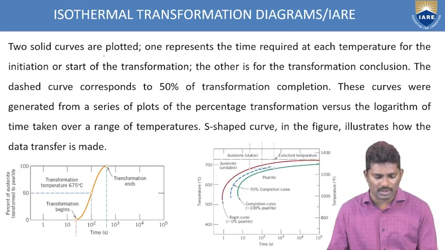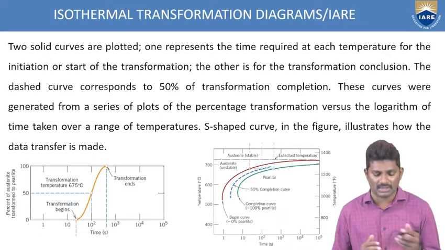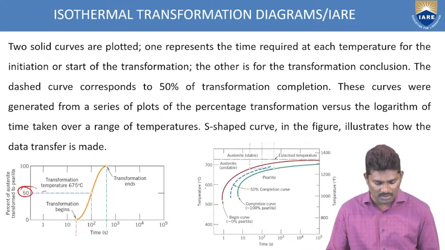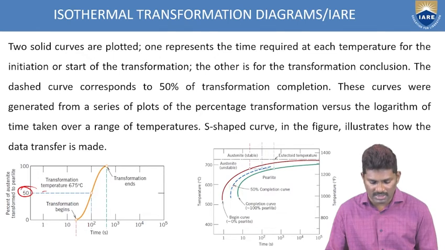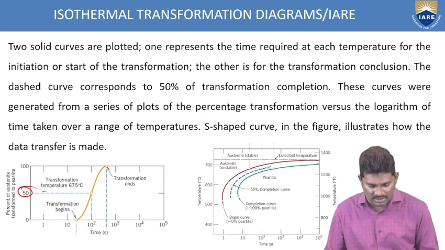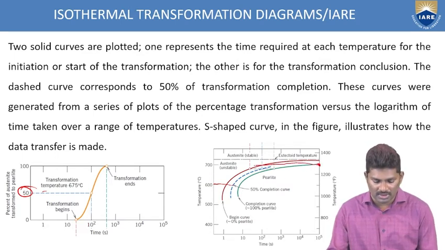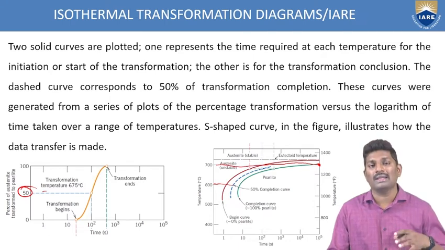And there are two solid curve plots. If you want to have the 50% completion, then you have to go with this blue. Here you are getting the 50%. At what temperature you want to get it, just draw a line like this, and you can get the temperature value. Similarly, if you want to get the 100% completion of Pearlite, then you have to go with respect to temperature at this point. So this is the 100% completion. So if you draw this here, you'll get the temperature.